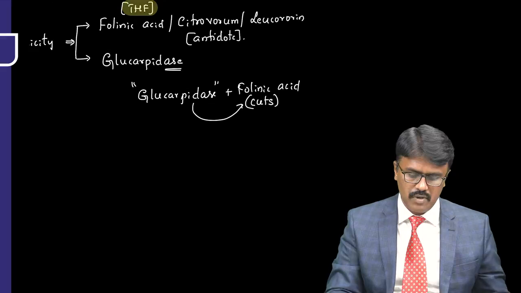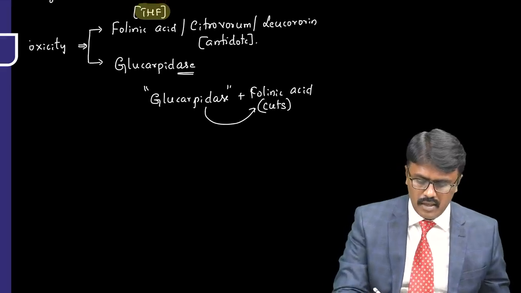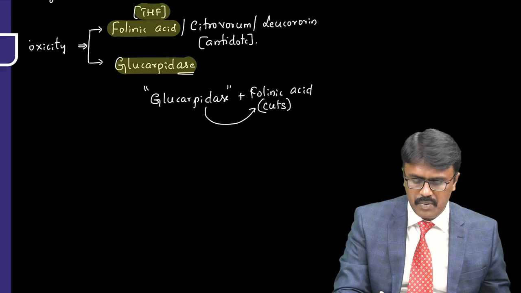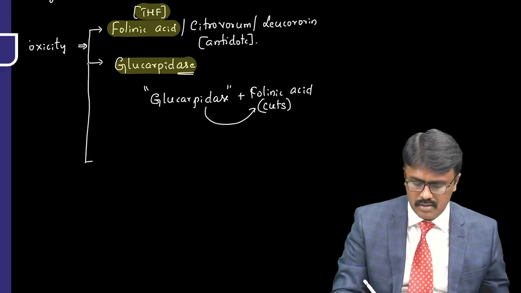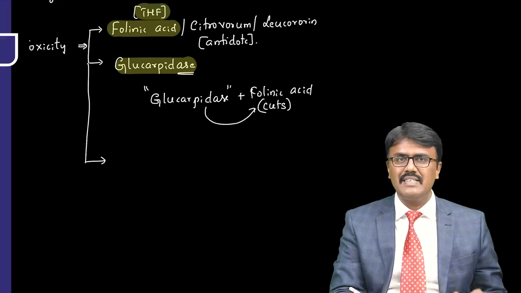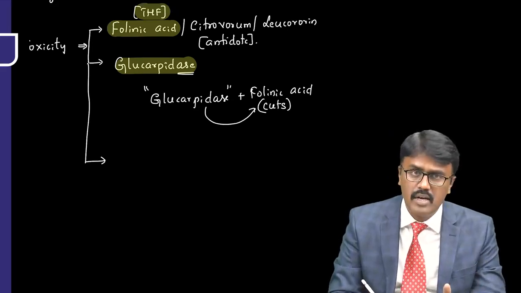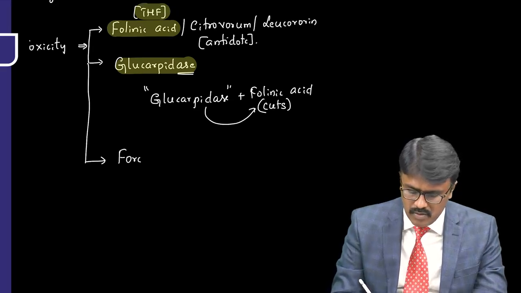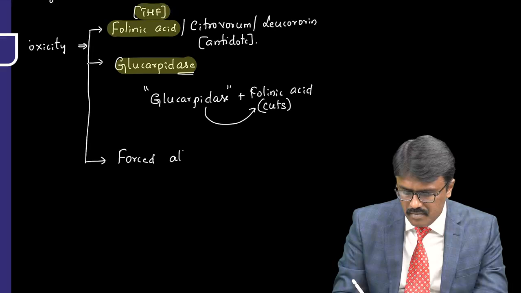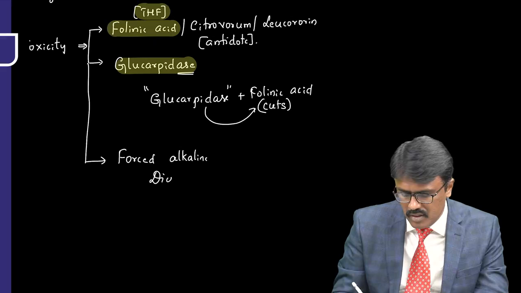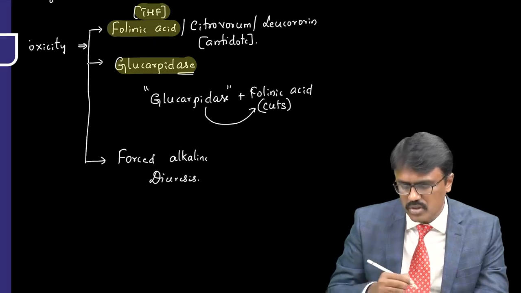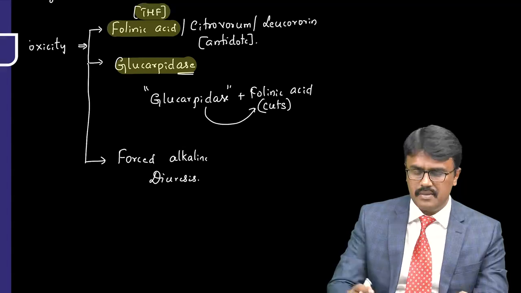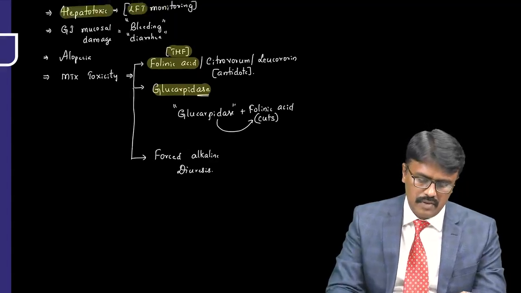So there are two options for methotrexate toxicity. Give folinic acid or you can give glucarpidase. The next one is, since methotrexate is an acidic drug, you can remove it by alkalizing the urine. So the therapy is called forced alkaline diuresis. This is the method.